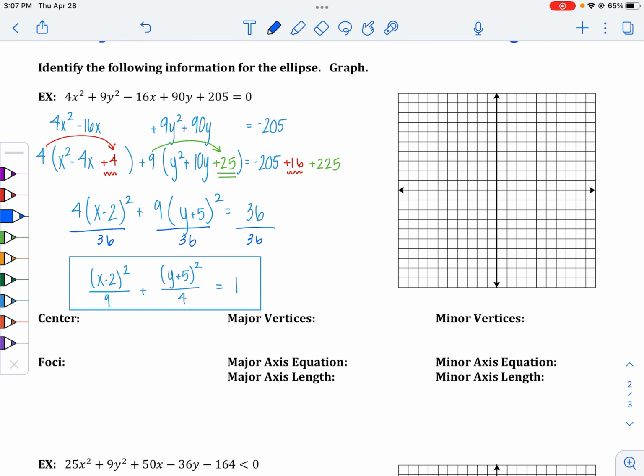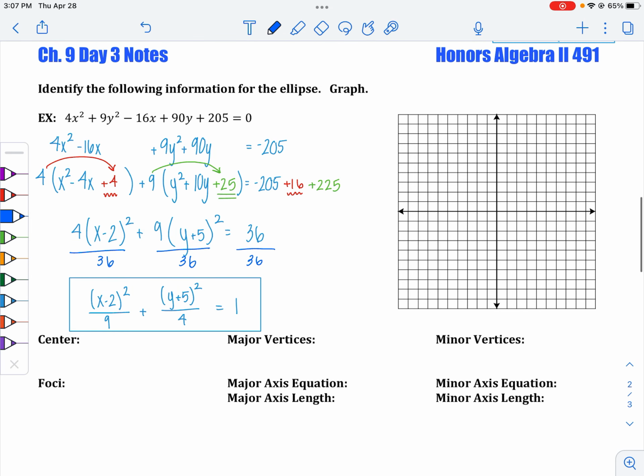Honors Algebra 2, here are the rest of the notes from day 3 when we were talking about ellipses. First off, we took our general equation of a conic, we completed the square, and now it's in the form of an ellipse. So we're going to go through finding the information and graphing. First thing we want to notice is the center is going to be the opposite of what is in parentheses, so positive 2 and negative 5.